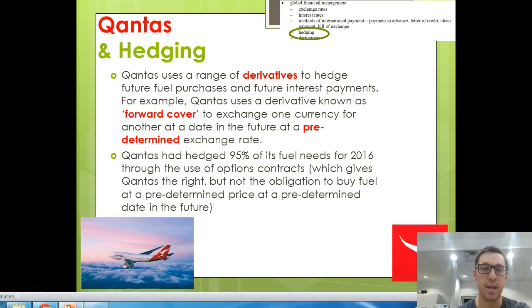Qantas said that in early 2016 they had hedged 95% of their fuel needs through the use of options contracts, so that they knew already what the price of fuel would be for the remainder of 2016 because they had locked those prices in for a fee, but it was giving them surety of knowing what the cost of their fuel was going to be going forward.